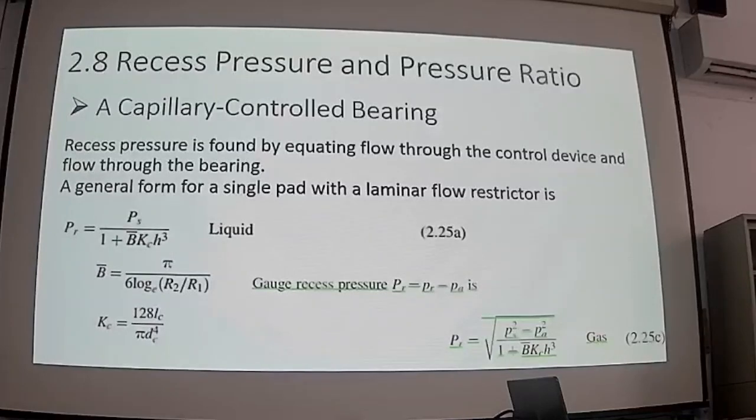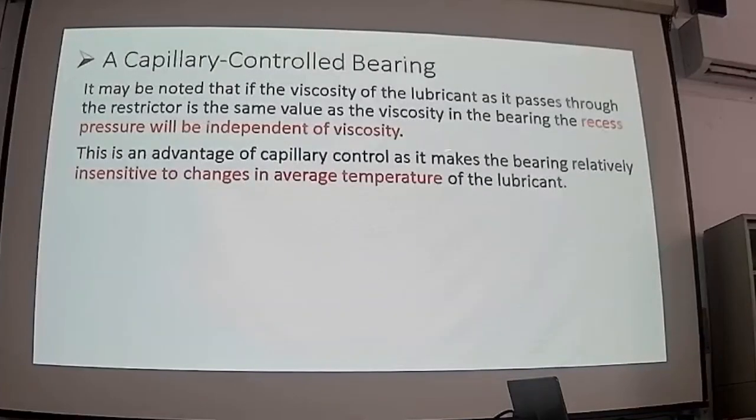So that's why the recess pressure for the capillary restrictor is independent of the viscosity. So in this case, the capillary restrictor design, or capillary controlled hydrostatic bearing, is prone to be insensitive to the change of the temperature of the lubricant. Okay? So this is quite important.